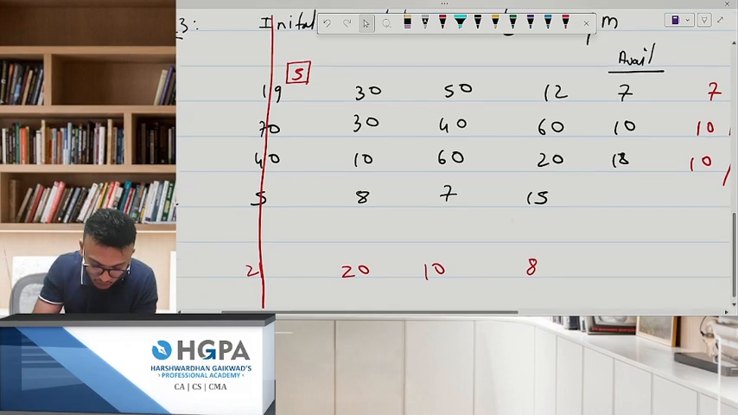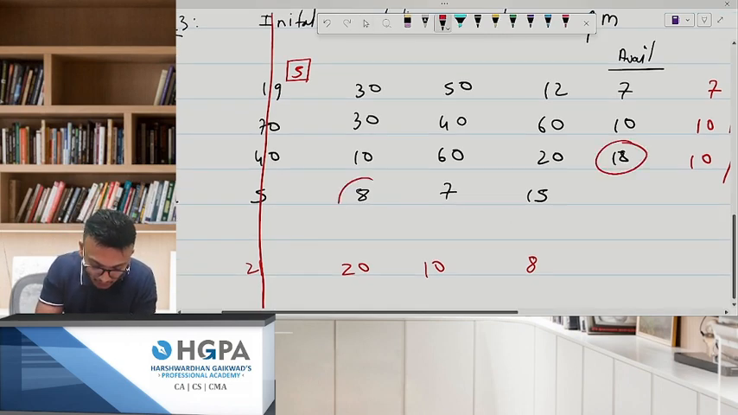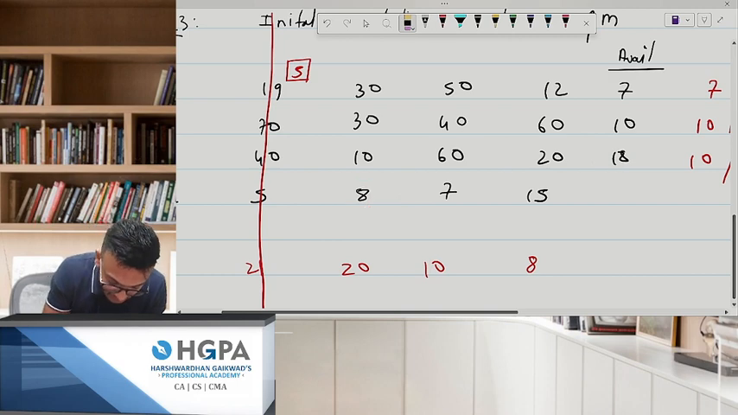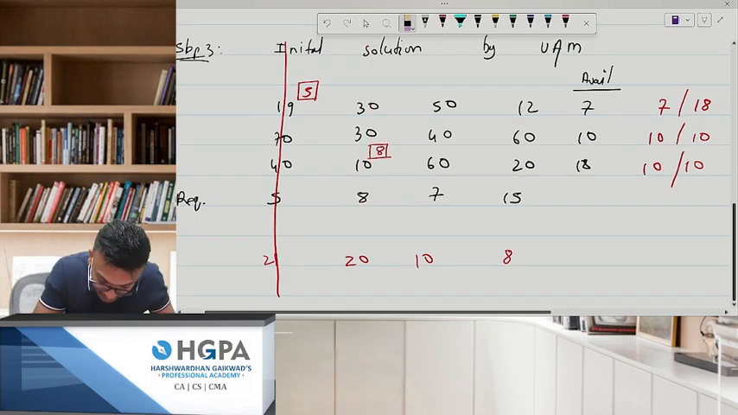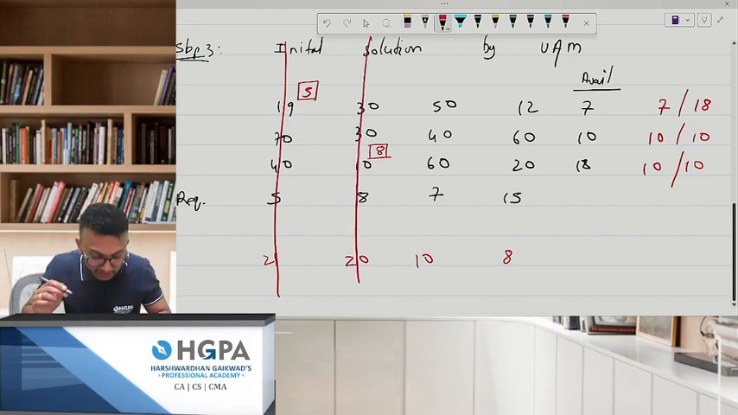So what is the least number? 10. How much do you have to allocate? 18 or 8? Tell me how much you allocate. Sir, very simple. Whichever is less. 8. What is exhausted? 8 will be exhausted. Right, 8 will be exhausted.